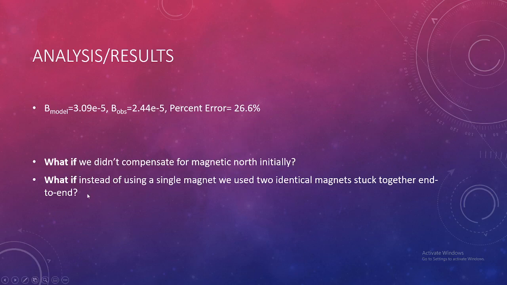Second, what if instead of using a single magnet, we use two identical magnets stuck together end to end? Assuming that the distance r is held constant, the magnitude of the magnetic field would double as the value for mu, which accounts for the separation distance between the poles, would have also doubled.